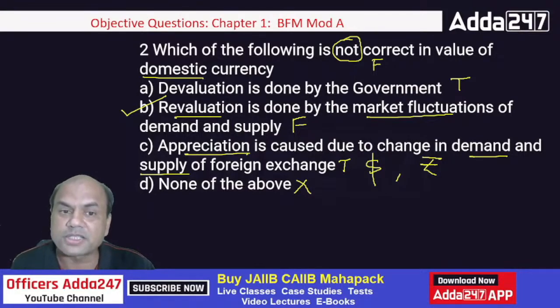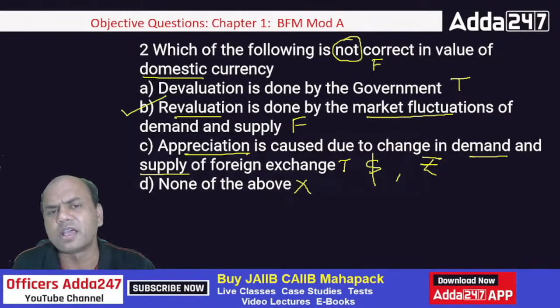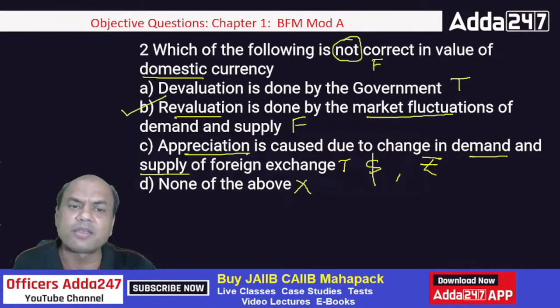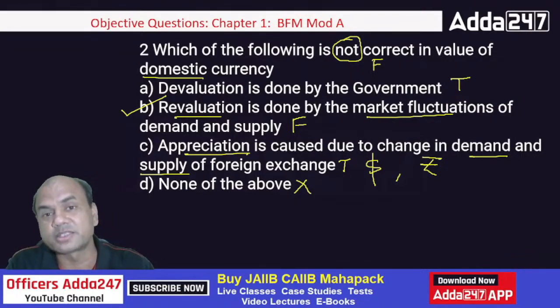In exam, just check if there is some option called B and C, B and D, A and B, like this. Only then check the other options. Otherwise, don't check. Directly, if you see B, you find it correct, move on. We don't have time in exam, isn't it?